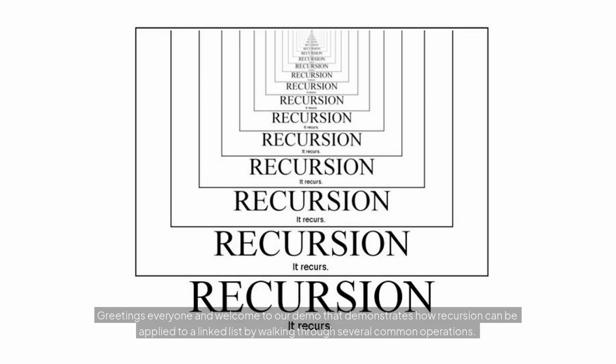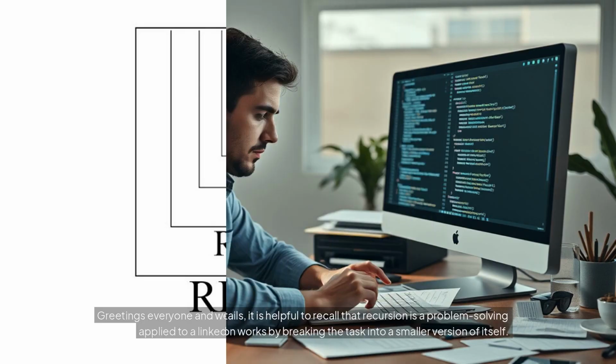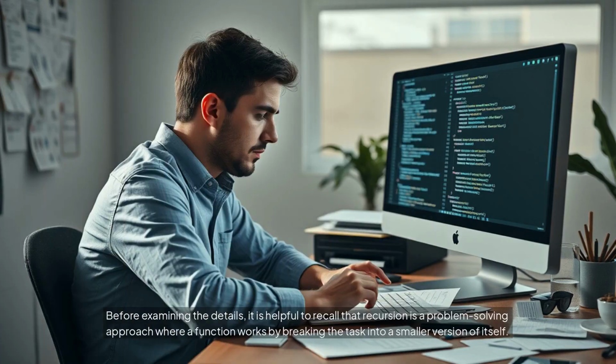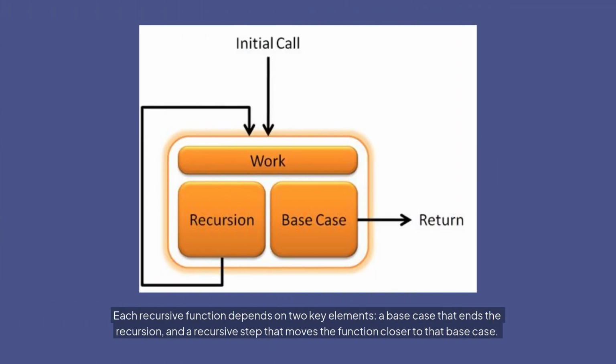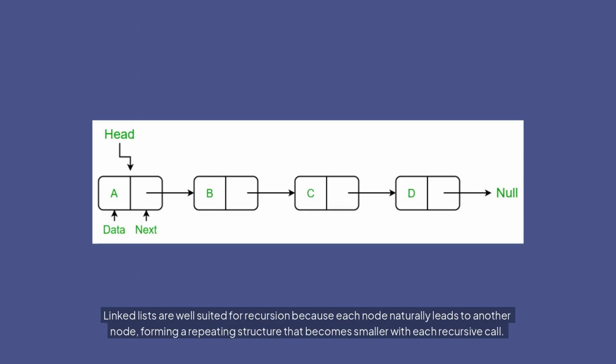Before examining the details, it is helpful to recall that recursion is a problem-solving approach where a function works by breaking the task into a smaller version of itself. Each recursive function depends on two key elements: a base case that ends the recursion, and a recursive step that moves the function closer to that base case. Linked lists are well suited for recursion because each node naturally leads to another node, forming a repeating structure that becomes smaller with each recursive call.